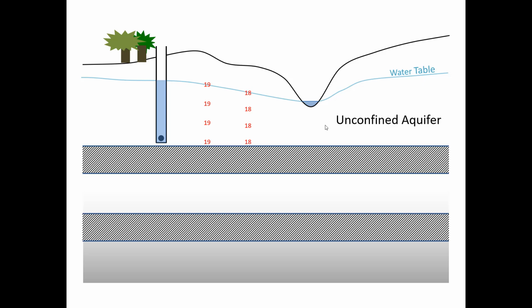The Dupuit assumption allows us to infer the direction of groundwater flow in an unconfined aquifer from the slope of the water table. For example, in this case, the water table is sloping from left to right, so this means that groundwater must be flowing from left to right. This flow is approximately horizontal.